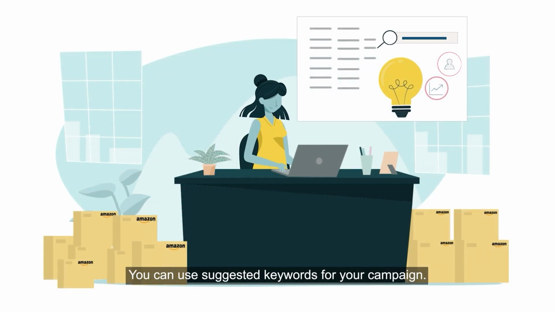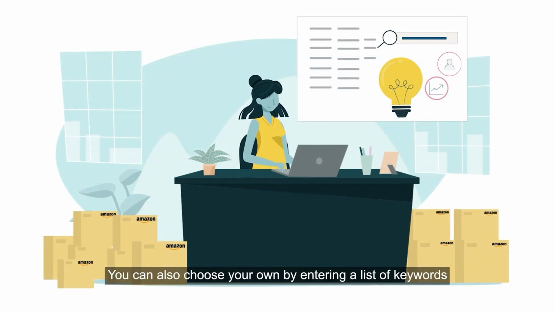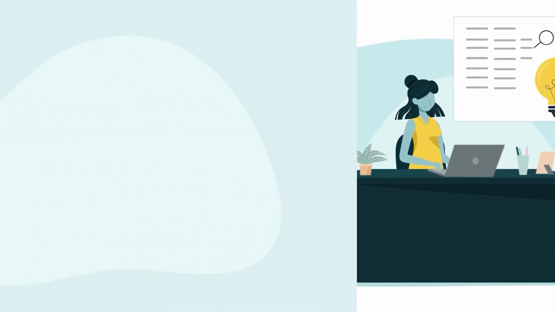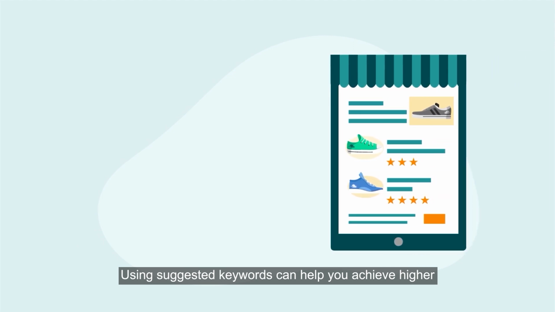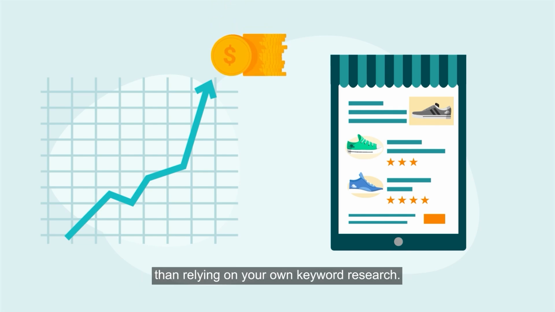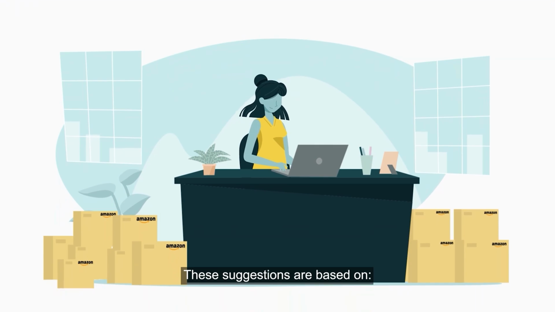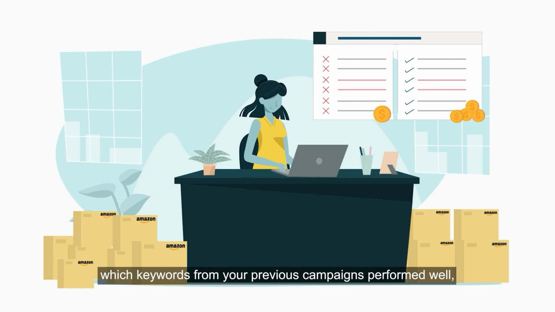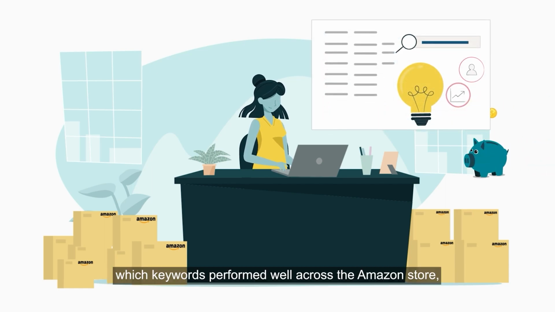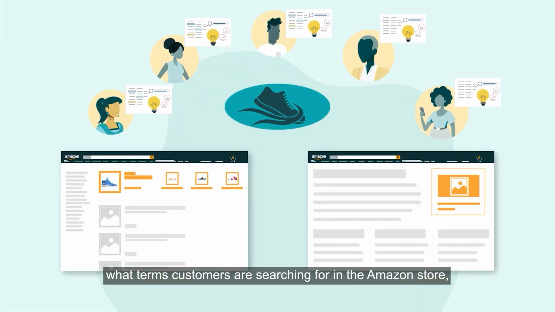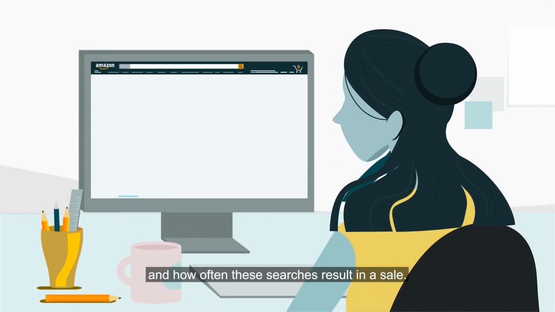You can use suggested keywords for your campaign. You can also choose your own by entering a list of keywords or uploading a spreadsheet. Using suggested keywords can help you achieve higher ad-attributed sales and a higher return on ad spend than relying on your own keyword research. These suggestions are based on which keywords from your previous campaigns performed well, which keywords performed well across the Amazon store, what terms customers are searching for in the Amazon store, and how often these searches result in a sale.